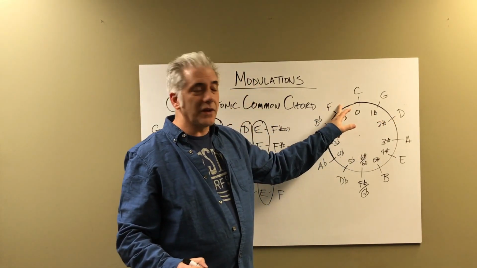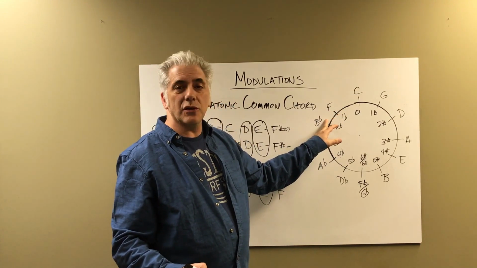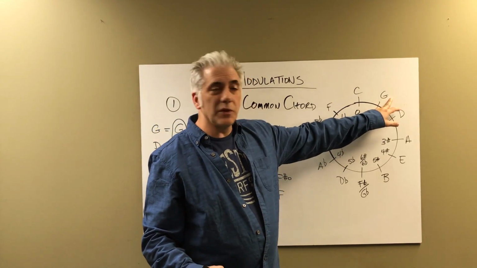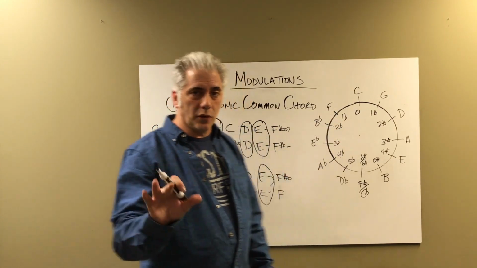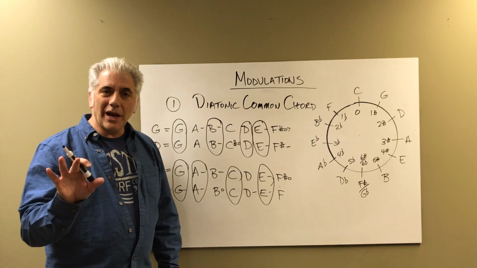It has 2 chords in common, and by the time you get to B flat major, there are no chords in common between G and B flat major. No diatonic chords. That's what we're talking about here. So let's talk about how to use this.